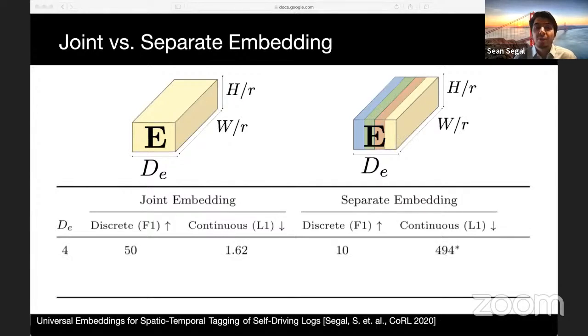Our results show that for small embedding dimensions, our joint model clearly outperforms a separated embedding across both discrete and continuous tags. In fact, we found the separated model was unable to learn to tag actor density due to limited embedding memory, resulting in extraordinarily large errors.